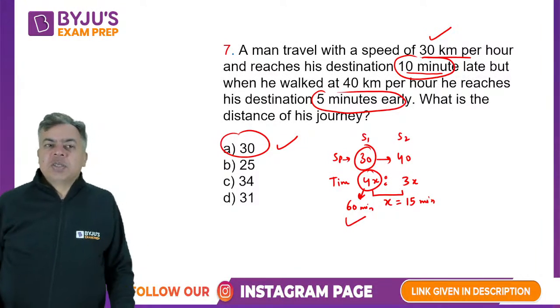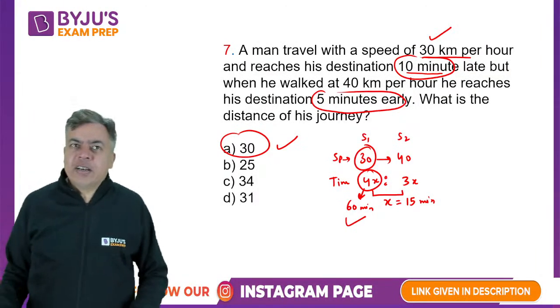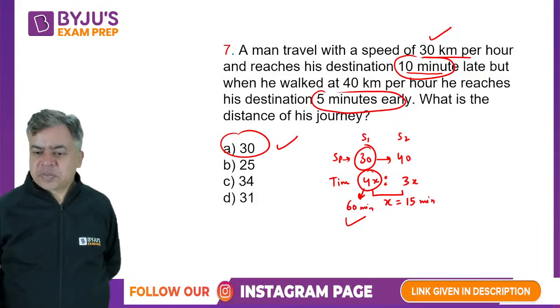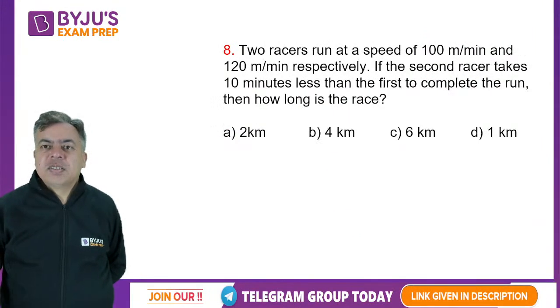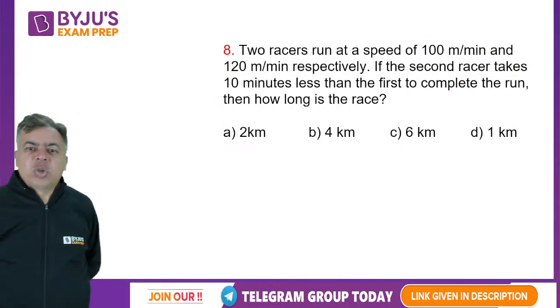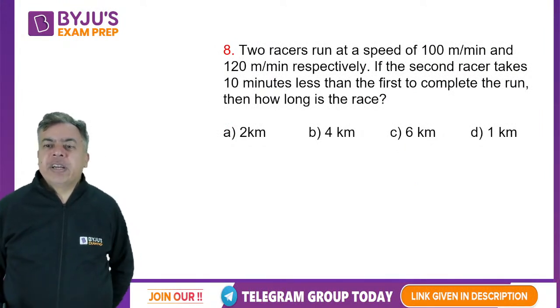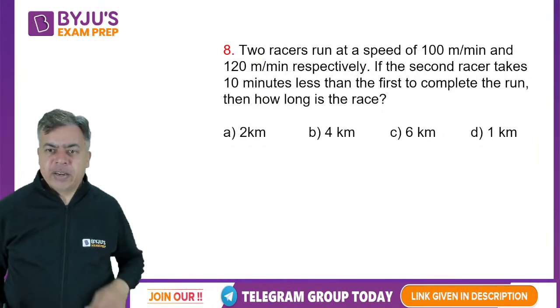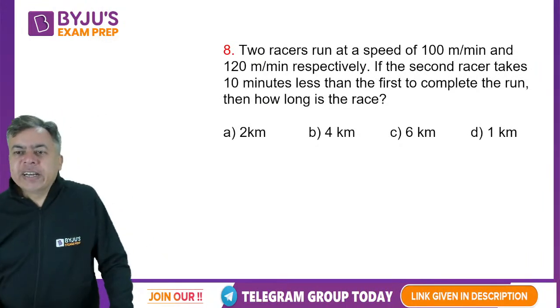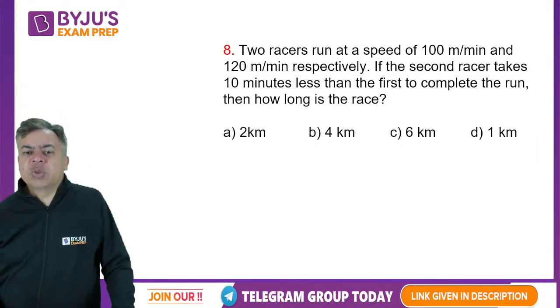Okay. So let's move to the next one. Now, two racers run at a speed of 100 meters per minute and 120 meters per minute. If the second racer takes 10 minutes less than the first to complete the run.